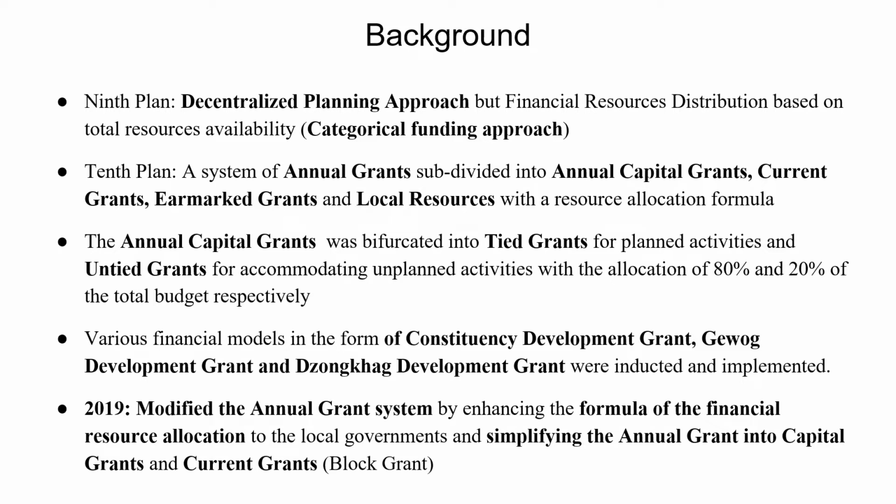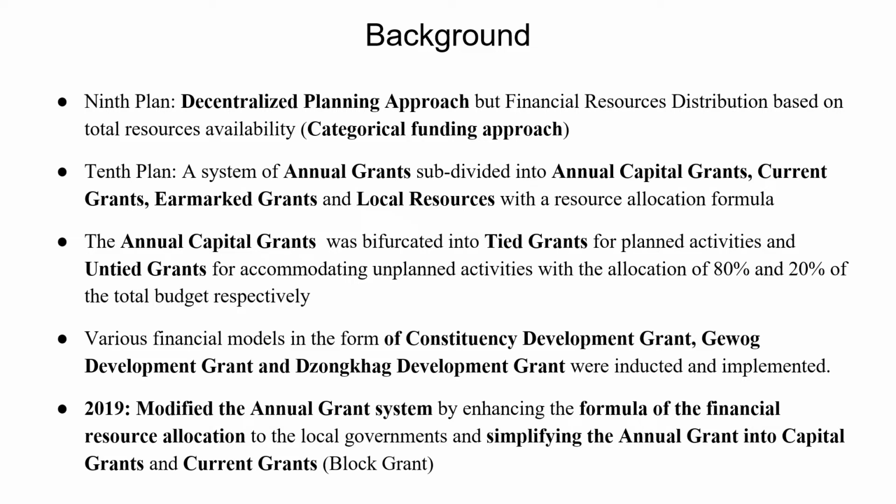The annual grant was divided into 4 components, namely annual capital grants, current grant, earmark grant, and local resources, and they were allocated with a resource allocation formula. The annual capital grant was further divided into 2 components, namely tied grants for planned activities and untied grants for unplanned activities. 80% of the total budget was allocated to the tied grants and 20% of the budget was allocated to the untied grants.